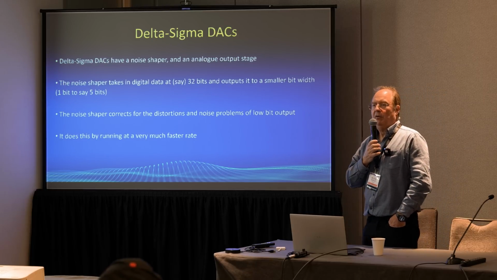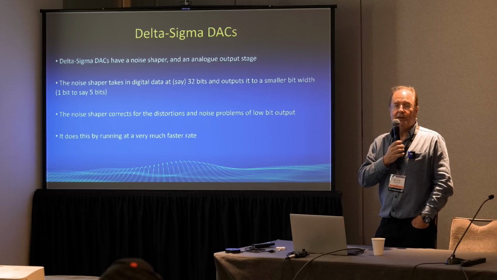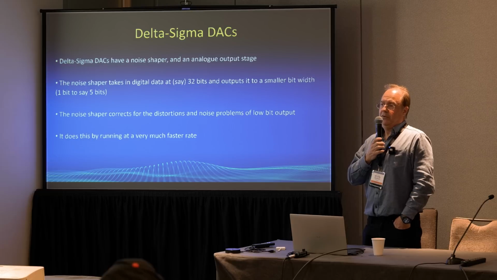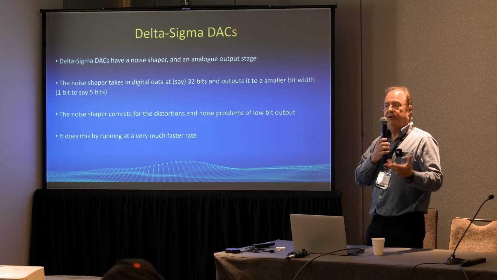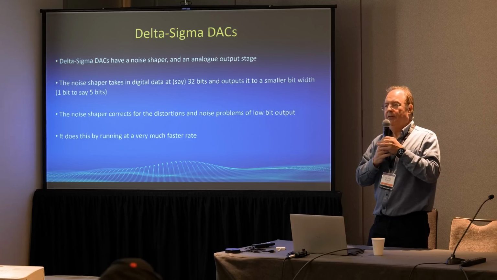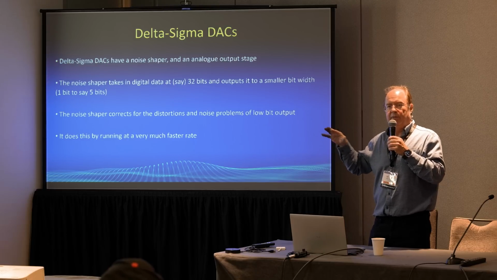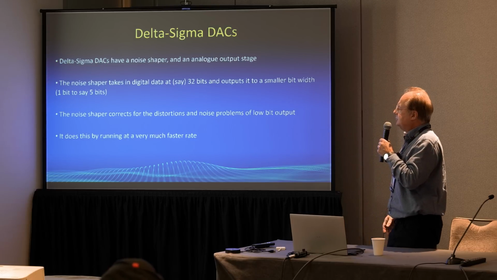The noise shaper takes your digital data, which may be 32 bits or whatever it is, and converts it to a smaller number. For a DSD, it'll convert it to 1 bit. For a normal multi-bit, it will convert it to, say, 5 bits. So then that will control the switches directly, which is part of your DAC function.